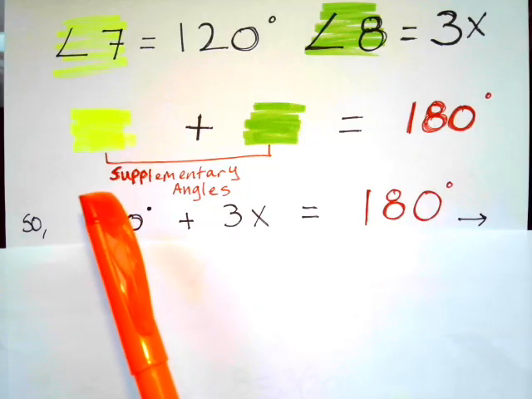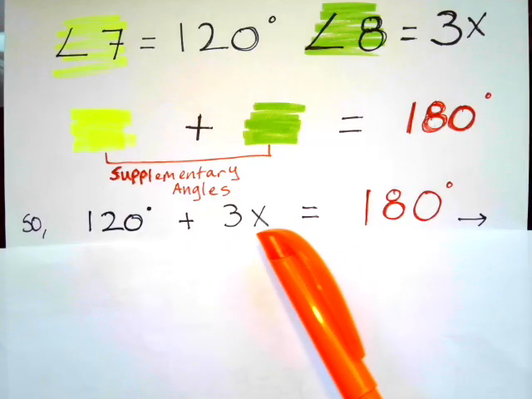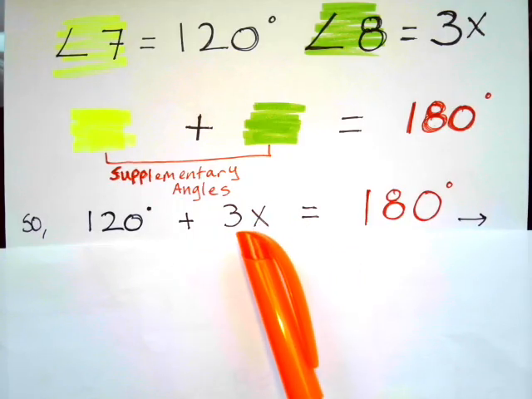I want to eliminate the 120, turn that into 0. And then finally, I want to free up the x by turning that 3 into an invisible 1.